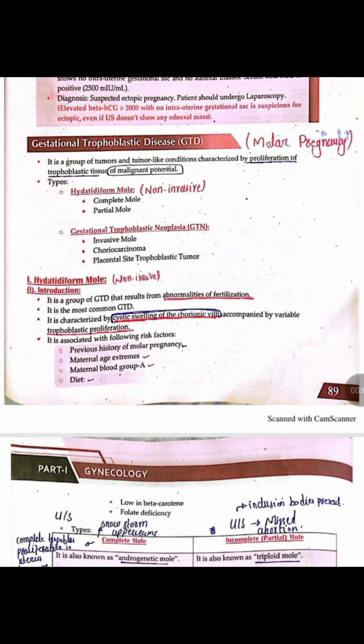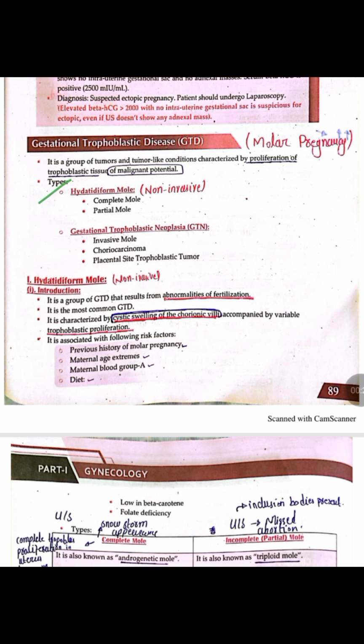So the last topic in this chapter is gestational trophoblastic disease. It is a group of tumor and tumor-like conditions that are characterized by the proliferation of trophoblastic tissues, and these tissues may have malignant potential. And gestational trophoblastic disease is mainly divided into two types.